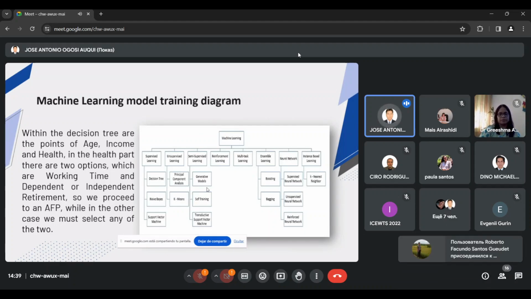We have a diagram, like I was saying, for machine learning. We have all the conditions: supervised learning, unsupervised learning, semi-supervised learning, reinforcement learning, multitask learning, ensemble learning, neural network, instance-based learning, and things like that.